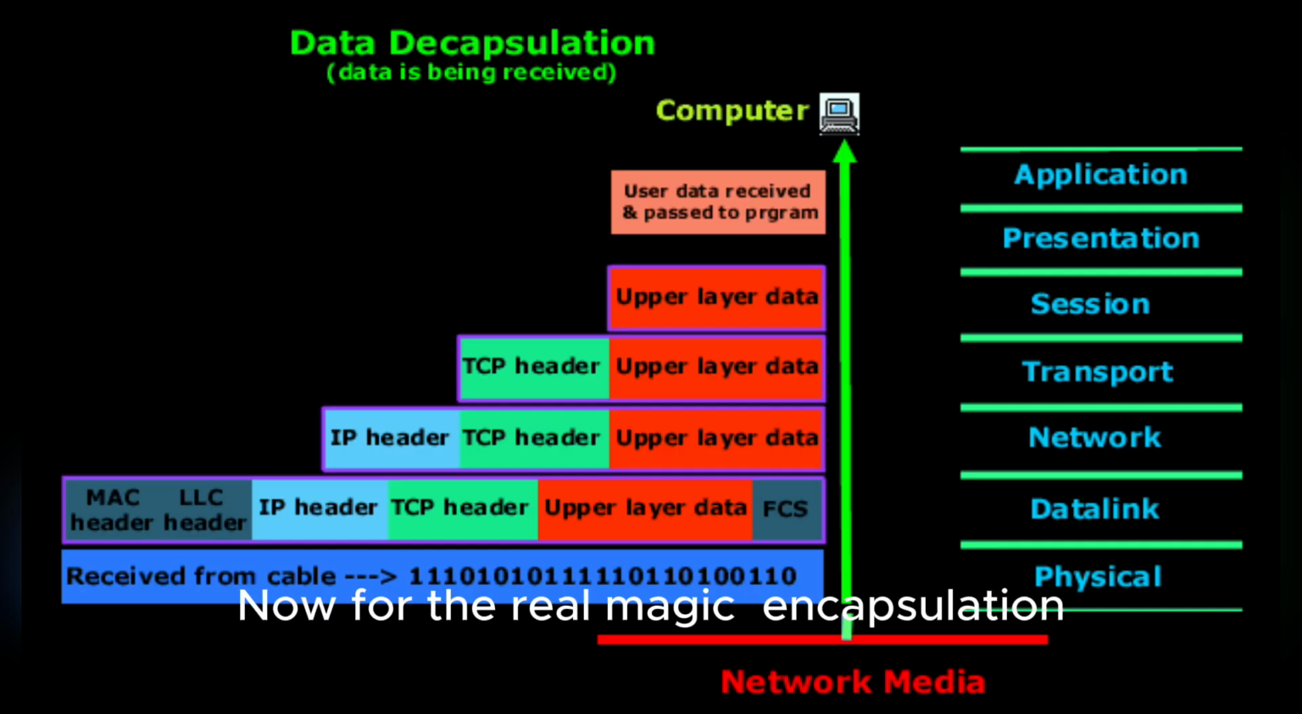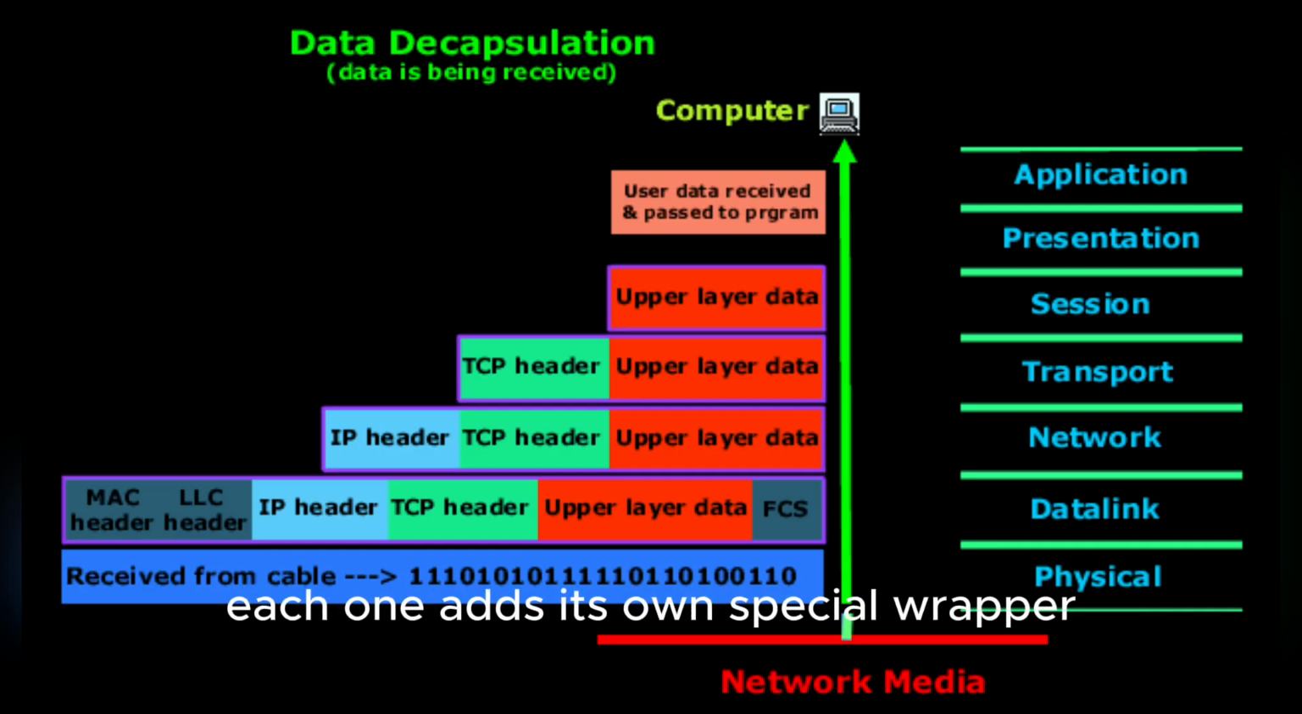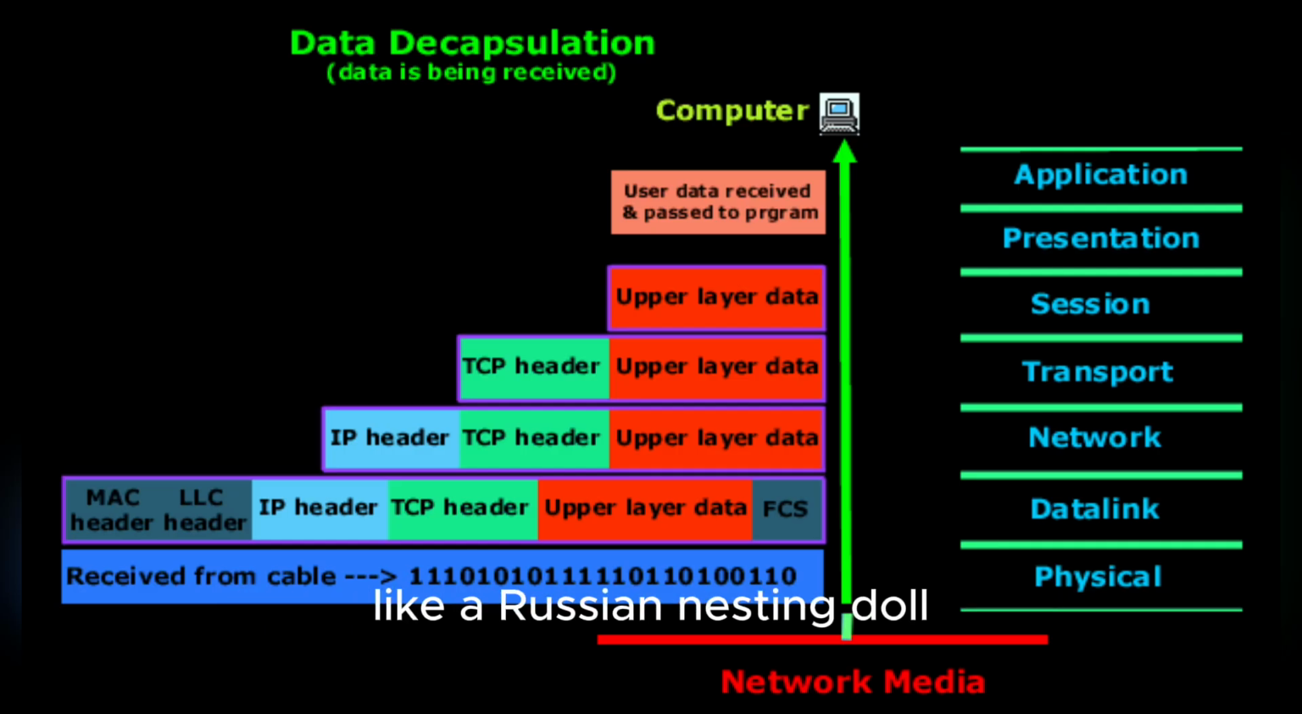Now for the real magic: encapsulation. As your data travels down these layers, each one adds its own special wrapper, like a Russian nesting doll. Your data becomes a segment, then a packet, then a frame, and finally bits of ones and zeros. When it reaches its destination, the process happens in reverse. That's de-encapsulation. Each layer unwraps the information until the original data is revealed.